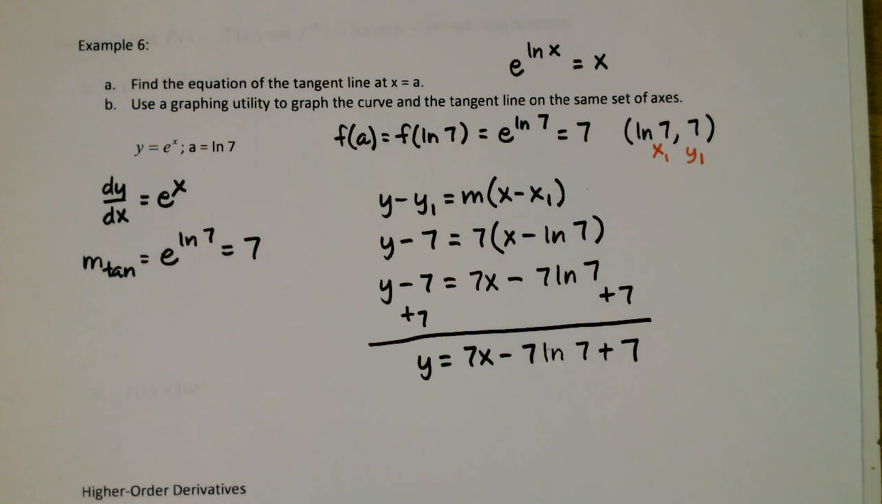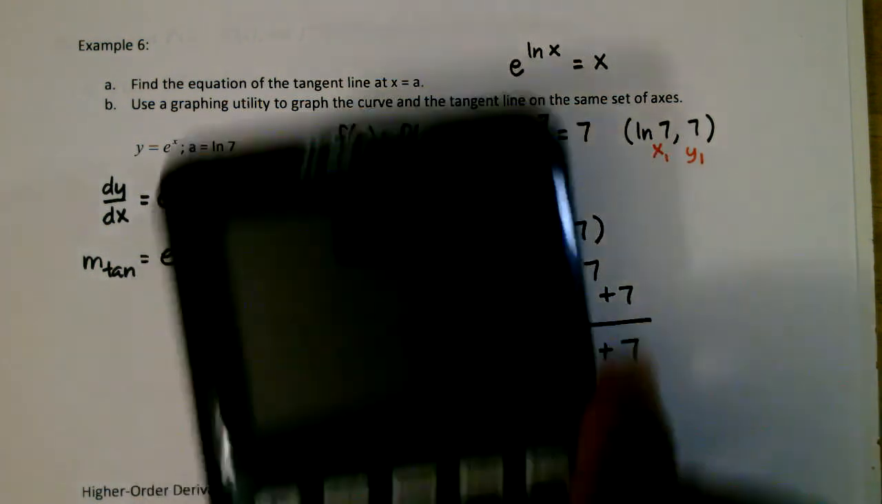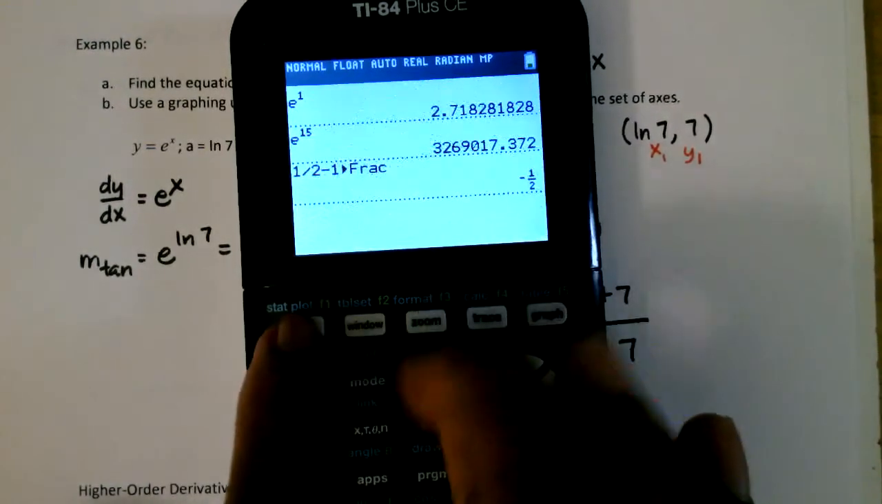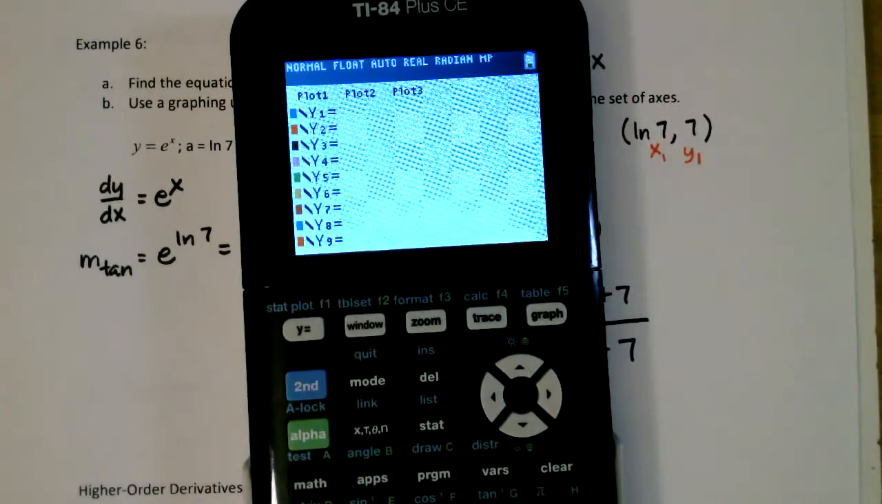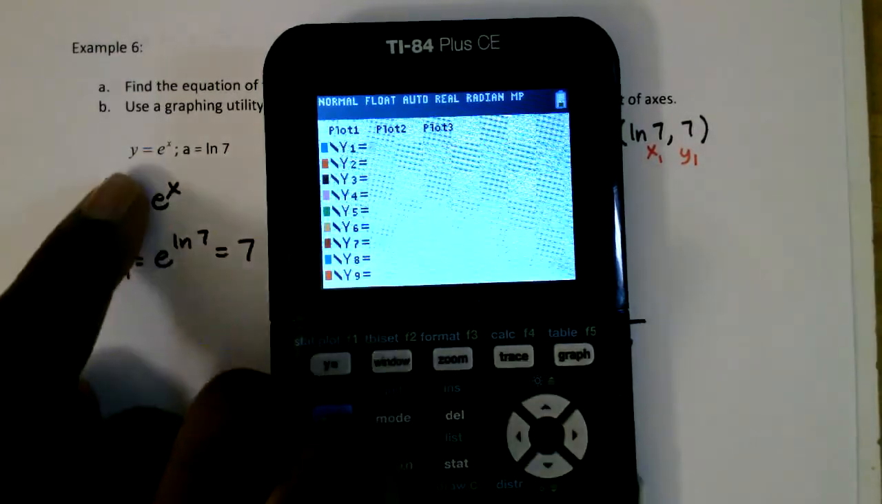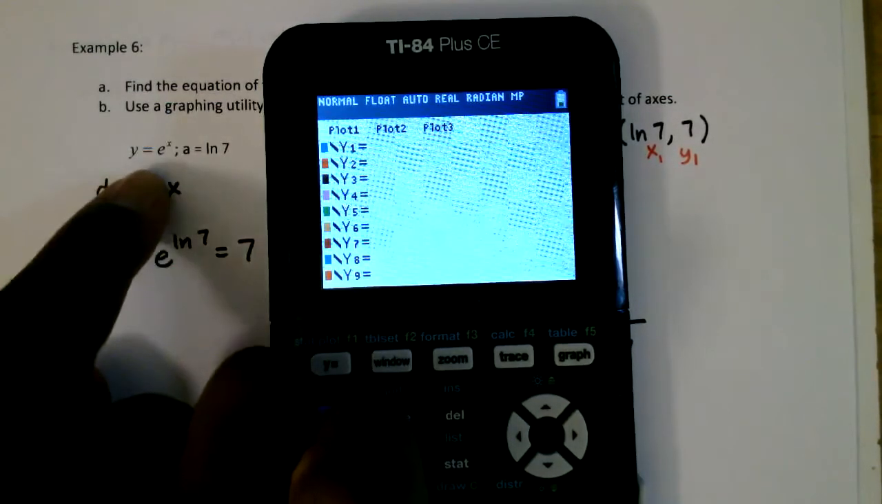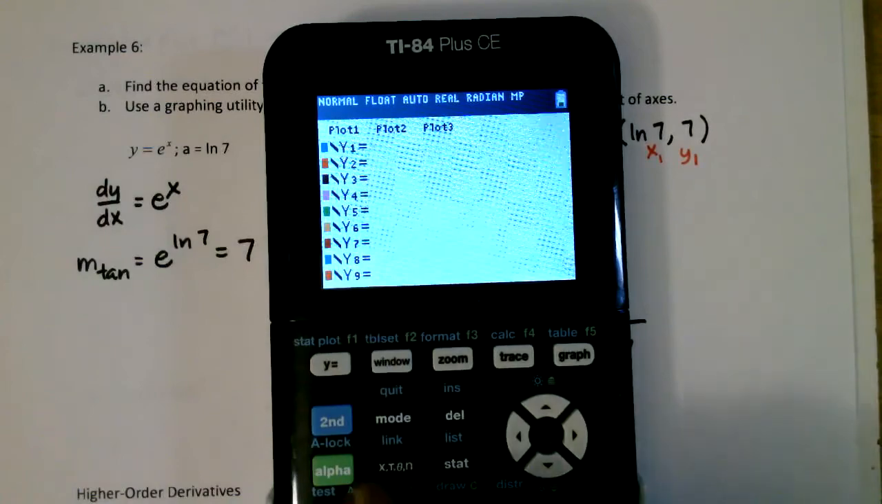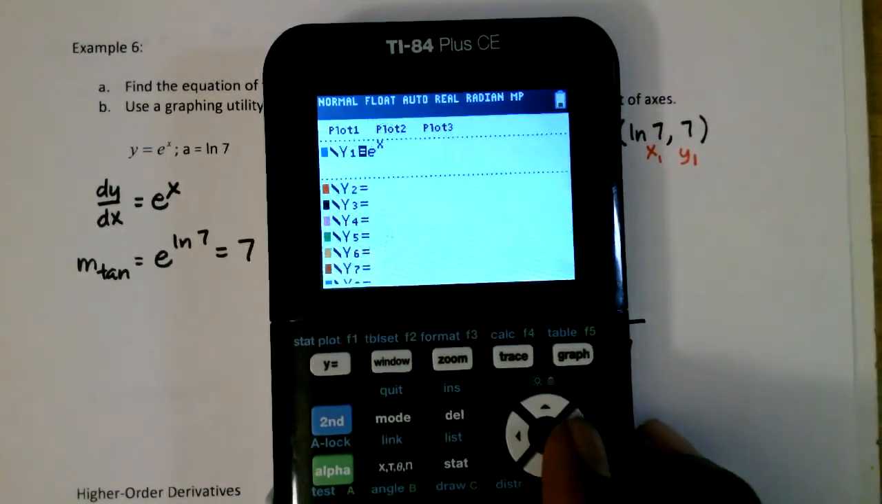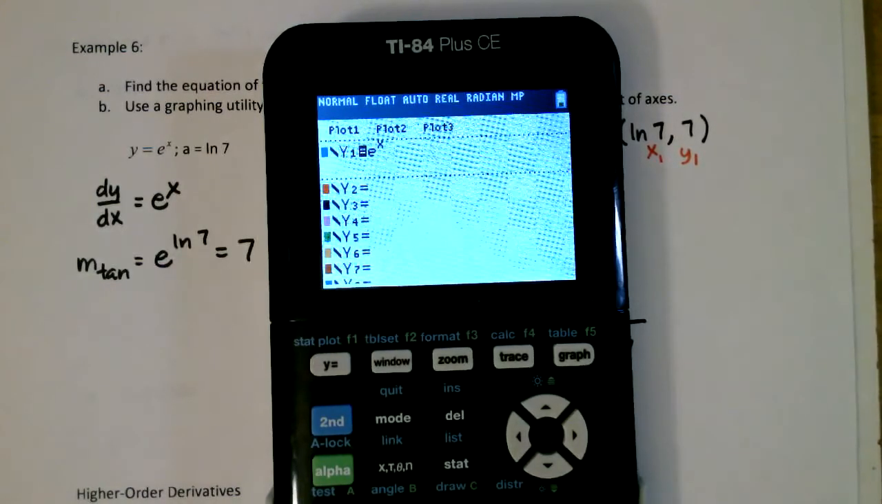Now for the graphing utility to graph the curve and the tangent line on the same axis, here we go. So here's my graphing calculator. I'm going to go to y equal to. Might need to clear some stuff out if you have anything in y1 or wherever. The curve is y is equal to e to the x. So I'm just going to do second ln for the e, press x theta n for the x. I use my right arrow key to get out of the exponential part.